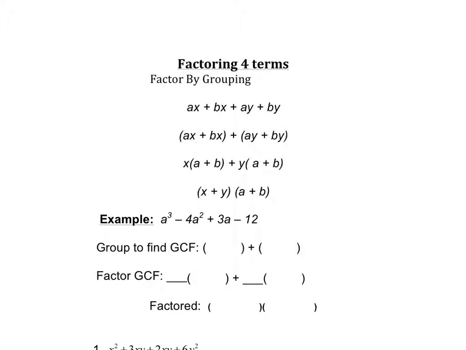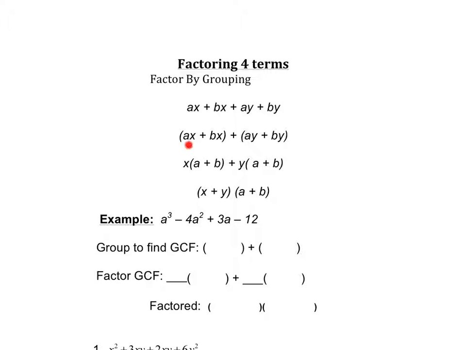In this lesson, we will learn how to factor four terms. So let's look at our first example. AX, BX, AY, BY, there you go, these are my four terms. So in order to factor something like that, I have to group the first two terms together and group the next two terms together. So that would be my first step.